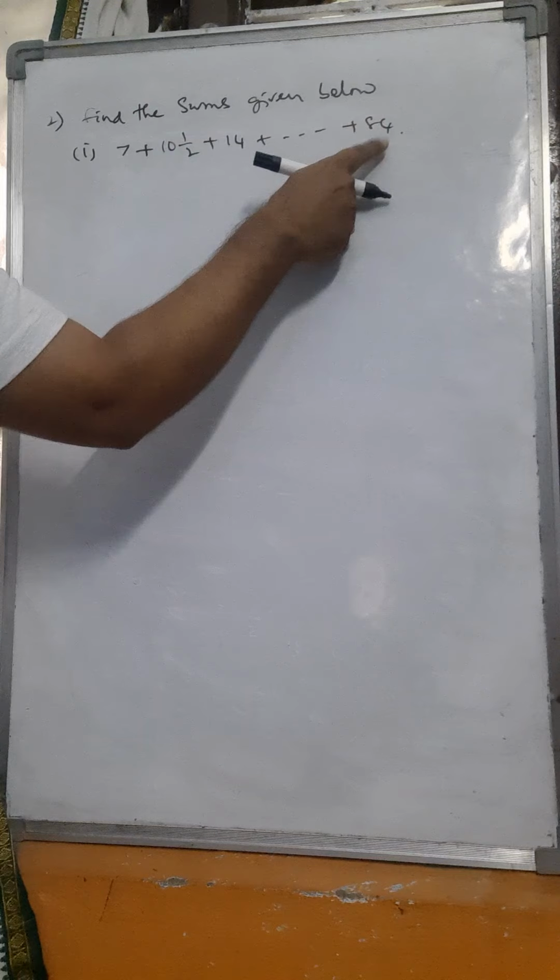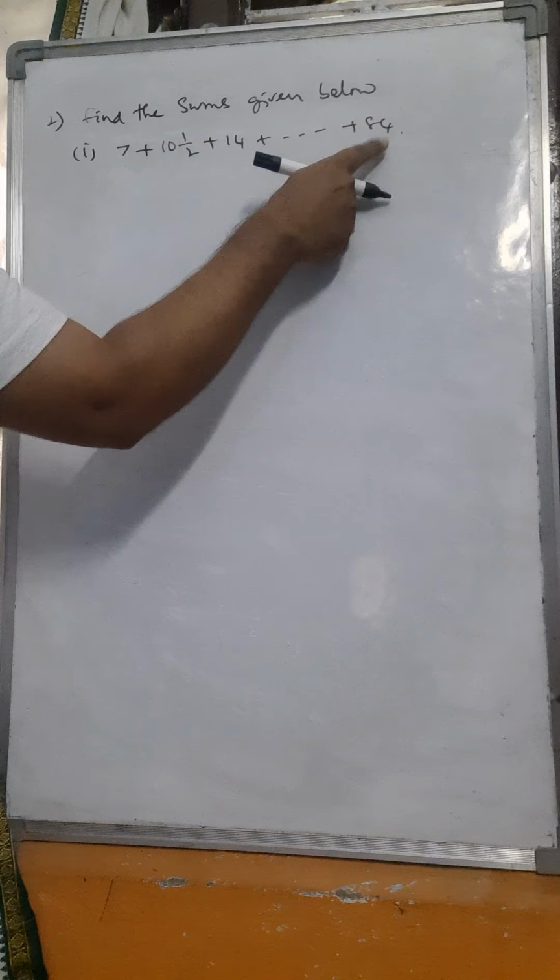The continuation of the previous class. The second problem: find the sums given below. First one, 7 plus 10 and a half plus 14 plus so on up to 84. Now we have to find the sum of these numbers.